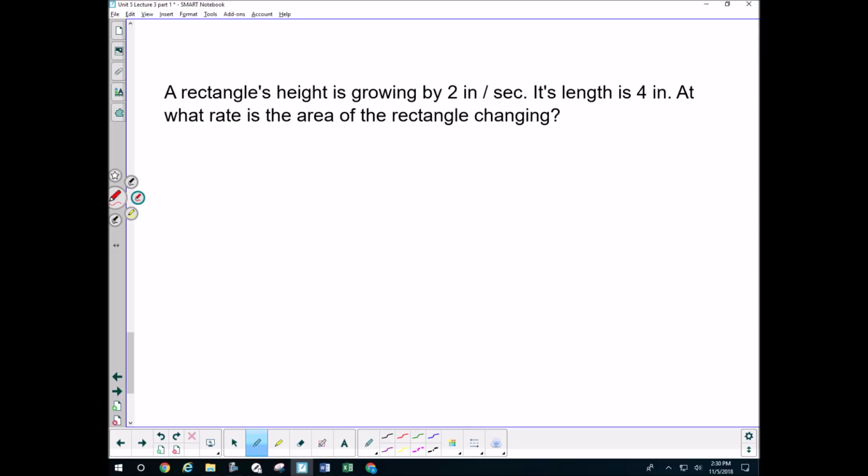Okay, next problem. A rectangle's height is growing by 2 inches per second. Its length is 4 inches. At what rate is the area of the rectangle changing? Well, since it's a rectangle, I need a length and a height. You're given how quickly the height is growing. You're told L is 4. What rate is the area changing?